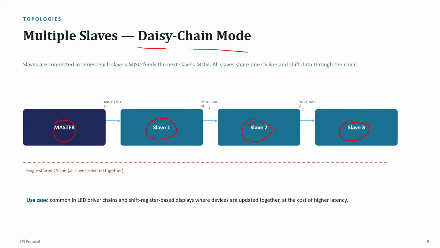This is nothing but my daisy chain configuration, where I'm going to have only a single chip select line left. You can refer to this daisy chain configuration, I'm just giving you an idea. We have two kinds of topologies: one where I have multiple slaves, and one where we only have one slave in our project, dealing with one master and one slave, that's it.